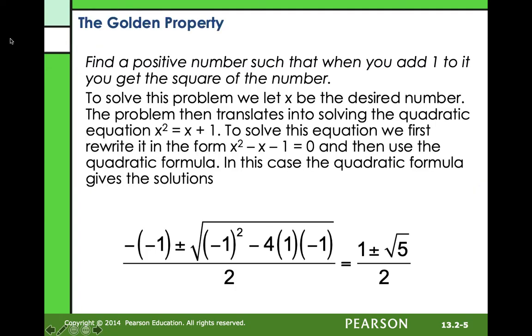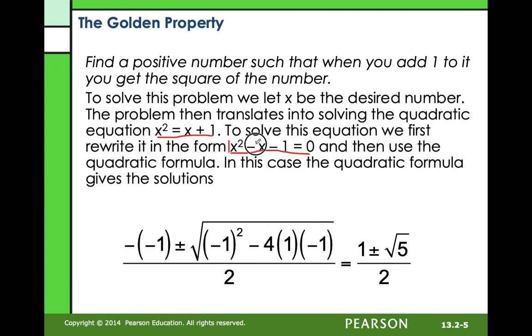Part of the golden property was that there was this search to find a positive number that when you add 1 to it, you get the square of that number. To solve that, it breaks down to a quadratic equation. That quadratic equation that I've got written for you there is x squared equals x plus 1. In order to solve that equation, you would rewrite it as x squared minus x minus 1 equals 0, so solve for one side to be 0.